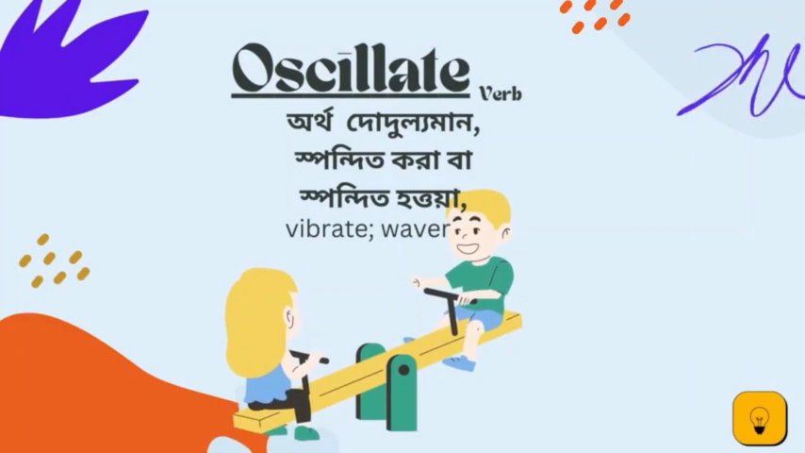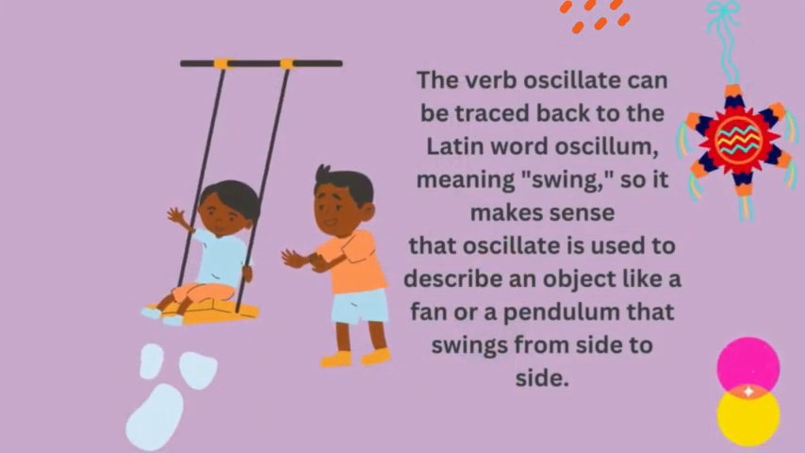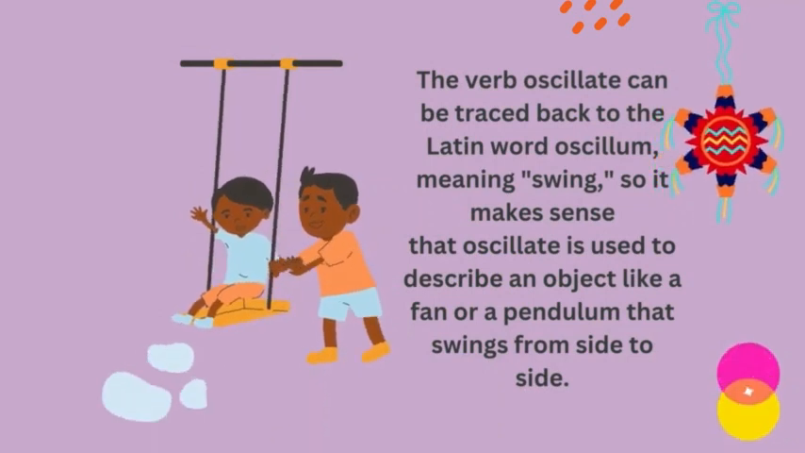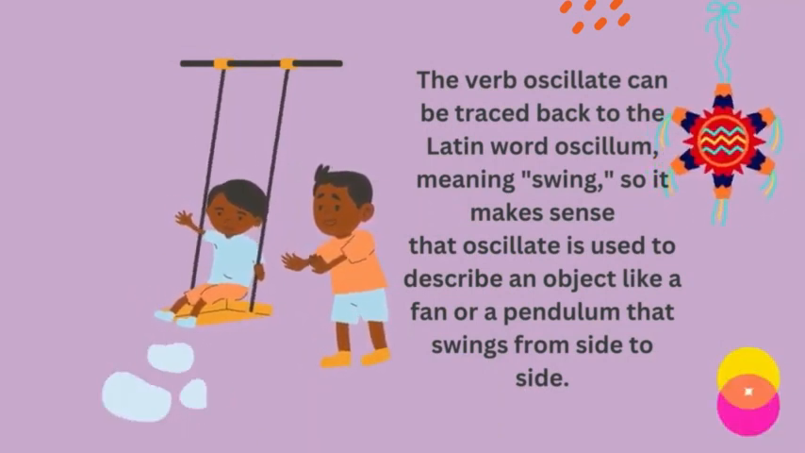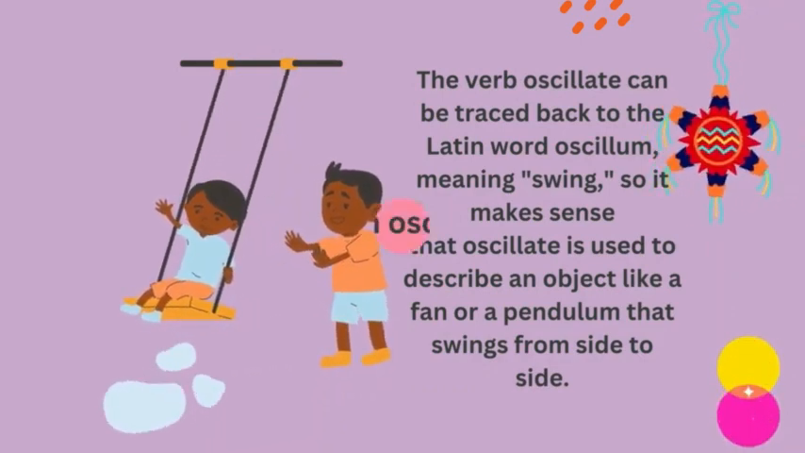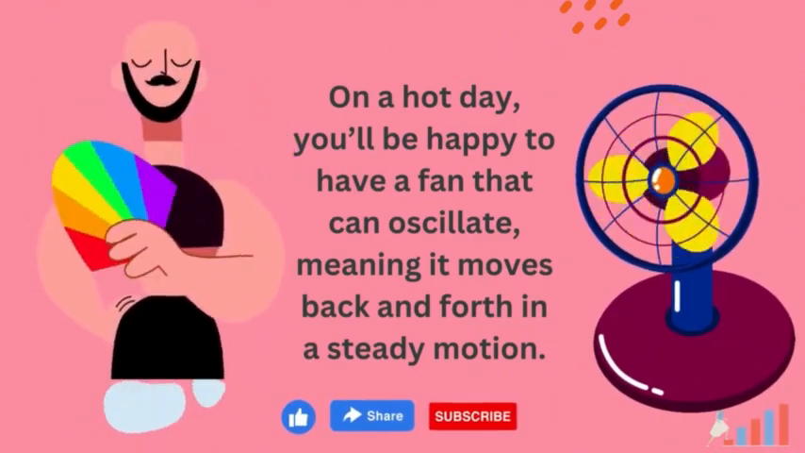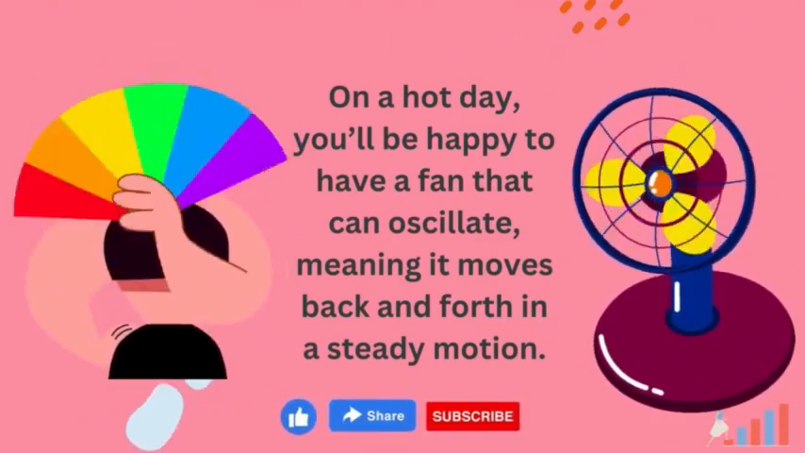The verb oscillate can be traced back to the Latin word oscillum, meaning swing, so it makes sense that oscillate is used to describe an object like a fan or a pendulum that swings from side to side. On a hot day, you'll be happy to have a fan that can oscillate, meaning it moves back and forth in a steady motion.